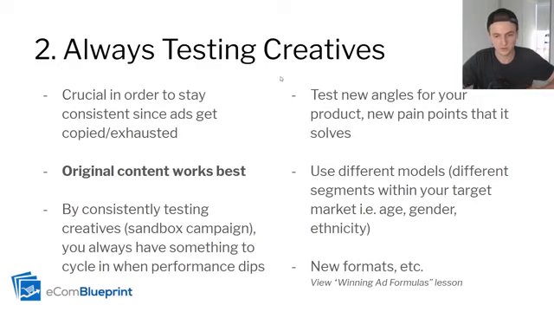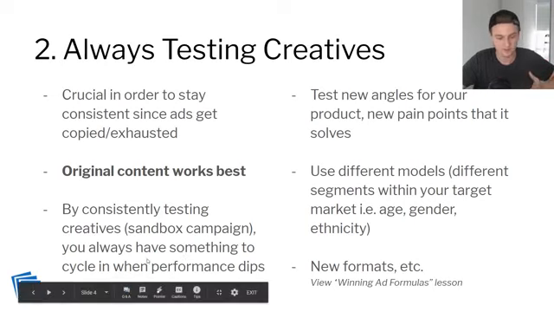Now, number 2 is always testing creatives. This is crucial in order to stay consistent since ads get copied and exhausted really fast, right? If you come up with a good ad, people are going to copy it. Even if they don't just steal it, they're going to copy the idea of your ad, the structure of your ad that made it so successful. And so you always need to come up with new creatives and always keep testing new things. Original content works best. I've mentioned this before, so reinvest into content. There's a whole lesson about that. By constantly testing creatives in your sandbox campaign, you'll always have something to cycle in when performance dips, right? So that helps a lot with consistency.